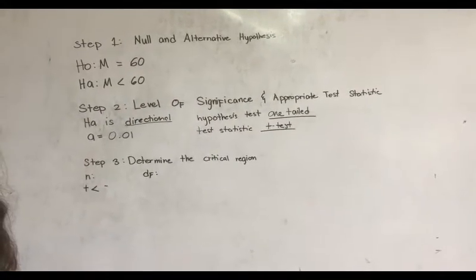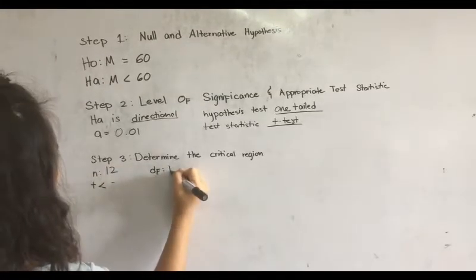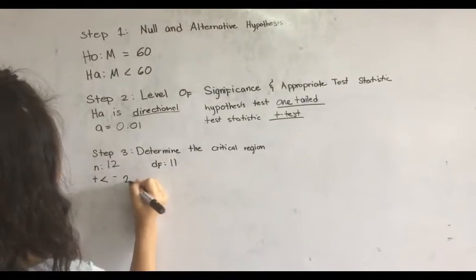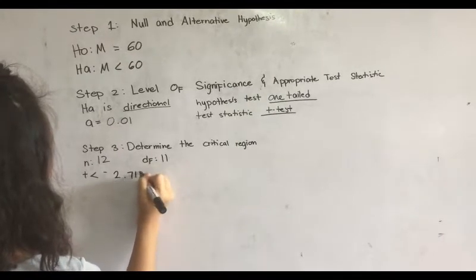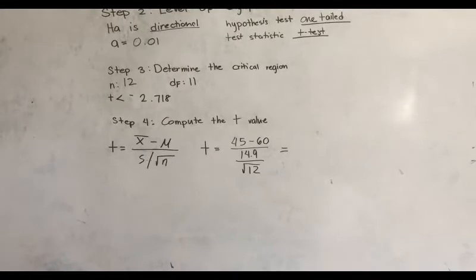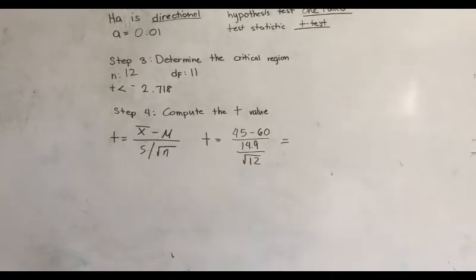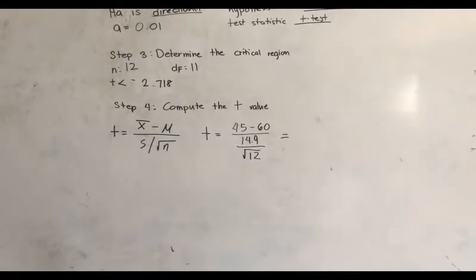Step 3. Determine the critical region. N equals 12, DF equals 11, t is less than negative 2.718. Step 4. Compute the t value. This is the formula for computing the t value. And then just substitute.